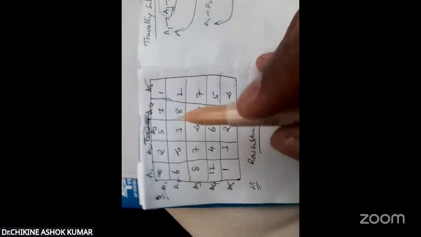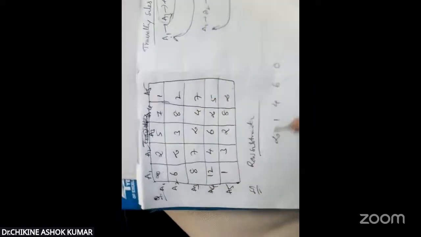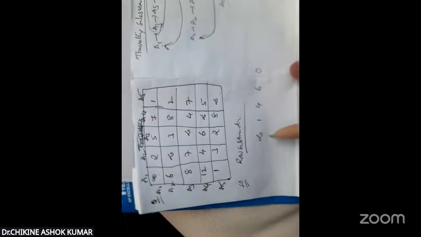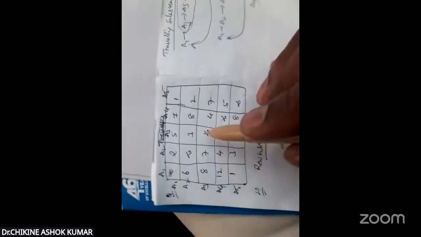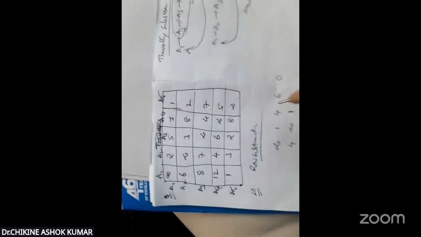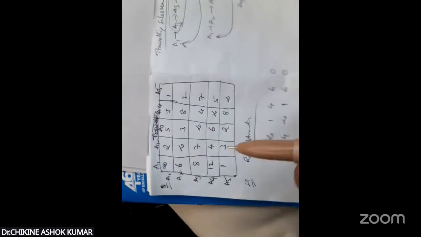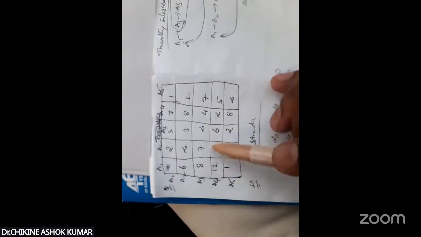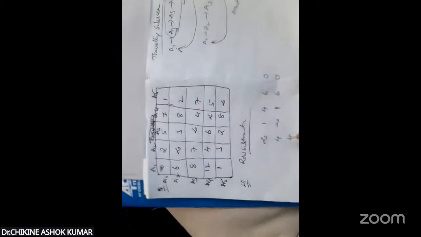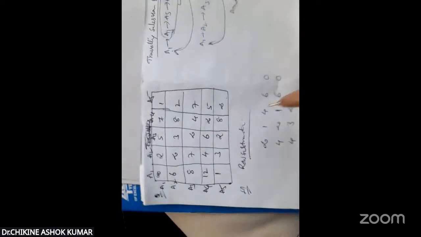Similarly in the second row. Which is the least element? Among 6, infinity, 3, 8, 2, 2 is the least. So 6 minus 2 is 4. Infinity minus 2 is again infinity. 3 minus 2 is 1. 8 minus 2 is 6. 2 minus 2 is 0. Next, in the third row, 4 is the least element, so subtract 4 from the remaining elements. 8 minus 4 is 4. 7 minus 4 is 3. Infinity minus 4, 4 minus 4, 7 minus 4.